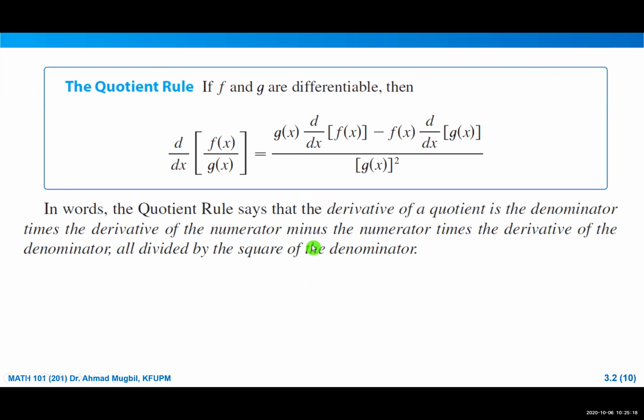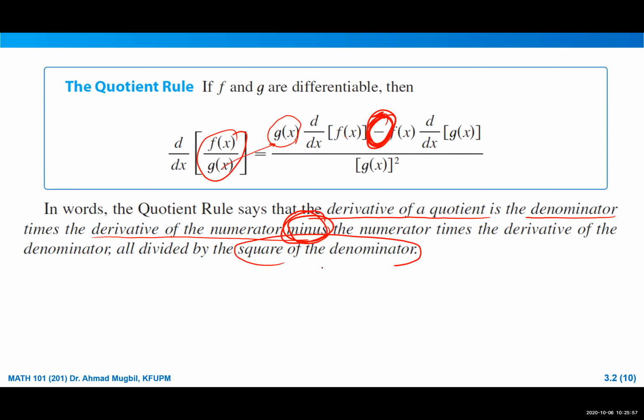Now let's come to the quotient rule. For the quotient rule, again, I told you, it will be in words. Let's read it in words. It says that the derivative of the quotient of two functions is the denominator times the derivative of the numerator, minus, be careful about this, it is minus, not plus, minus the numerator times the derivative of the denominator, all divided by the square of the denominator.